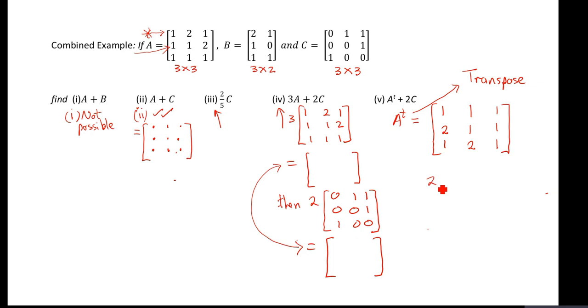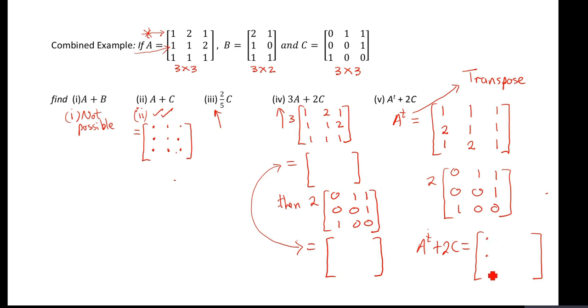And then, of course, you're also going to multiply 2 into C. What is C? 0, 1, 1, 0, 0, 1, 1, 0, 0. Get your answer and then add those to get your final answer. Can you do that? Yes, you can, because the orders of A transpose and of 2 times C are the same. So you get 3 rows, 3 columns. You find that out.